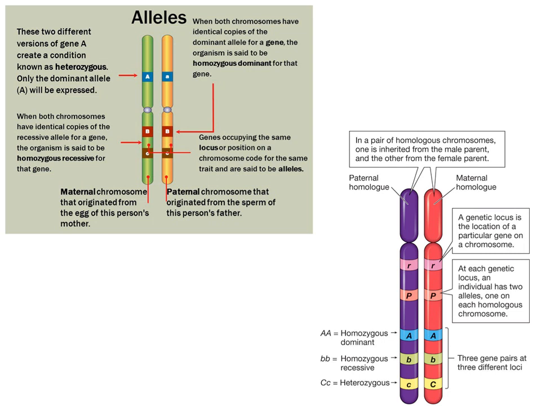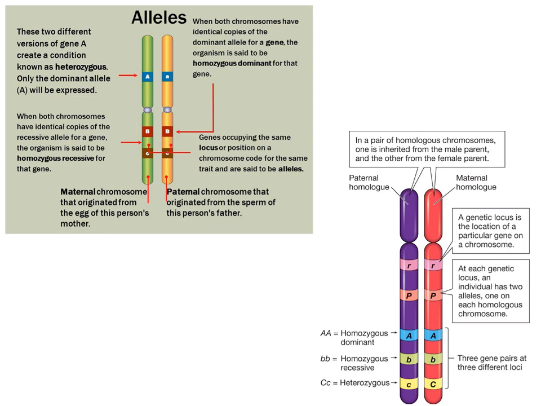These two homologous chromosomes, one from maternal origin and the other from paternal origin, carry the same genes at the same horizontal level, and each gene codes for a certain character or trait. For example, the first gene, which is in blue color, possesses two versions of gene A, symbolized by capital A and small a. This is called heterozygous, and the dominant allele, capital A, will be expressed.